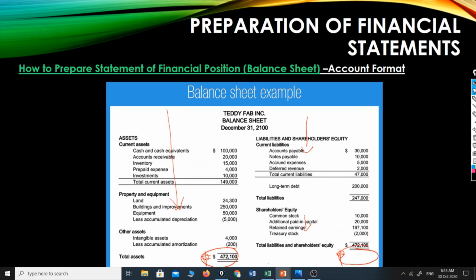So, in the left side, we have the assets, all assets, while the right side, we have the liabilities and shareholders' equity, or the liabilities and owner's capital. So we use owner's capital for a sole proprietorship, while we use shareholders' equity if the company is a corporation, because generally a corporation is owned by the shareholders.